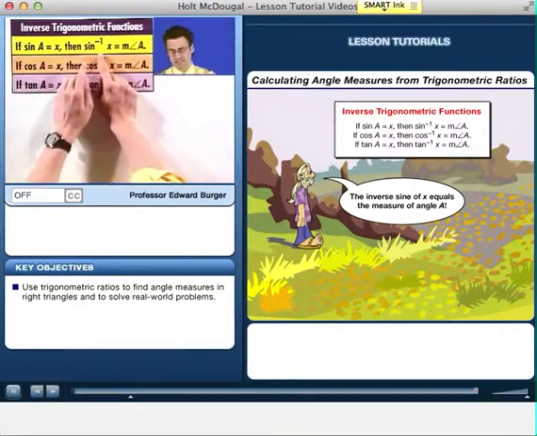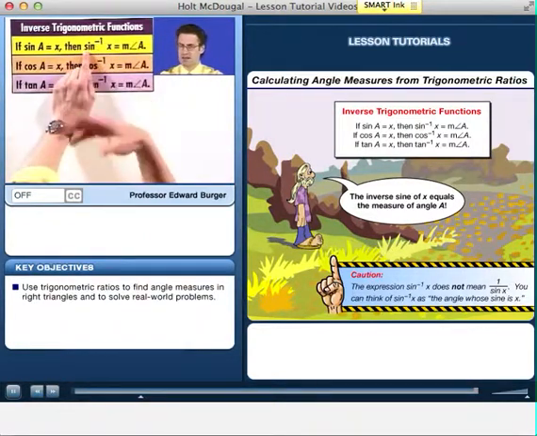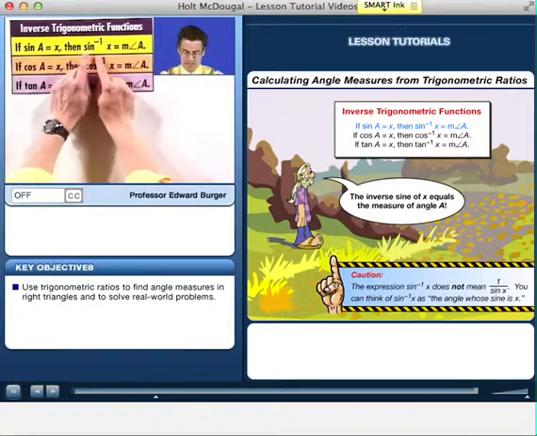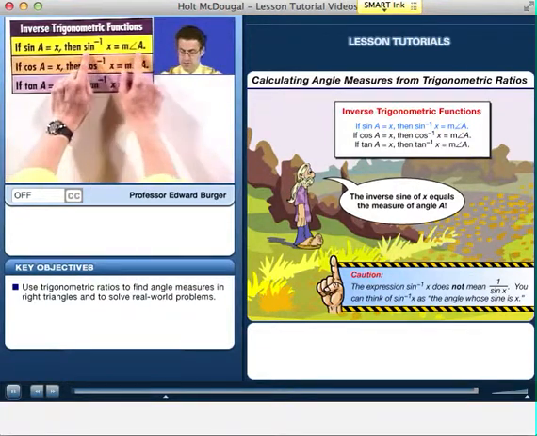By the way, a classic mistake is to say sine raised to the -1 power, or think of some kind of reciprocal or crazy thing. Those are all wonderful mistakes, but they are mistakes. This is actually a special function, which is the inverse of this function, and it's read the inverse sine of x equals the measure of angle A.